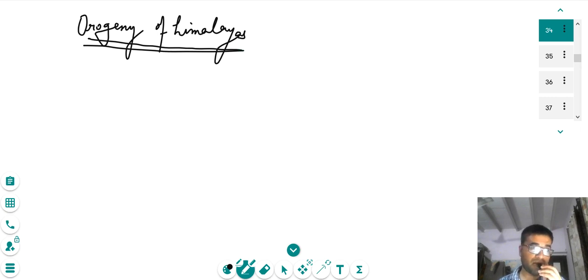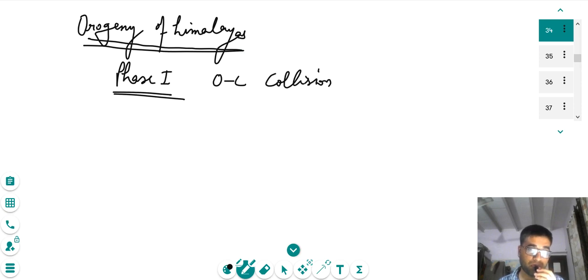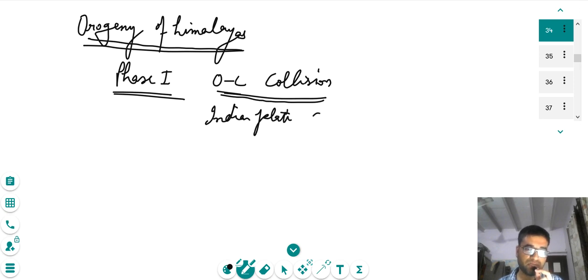So we will do the orogeny of the Himalayas in phases. So phase number one. Phase 1 was OC collision, ocean-continent collision. In this phase, in OC collision, the Indian plate collided with the Asian plate.